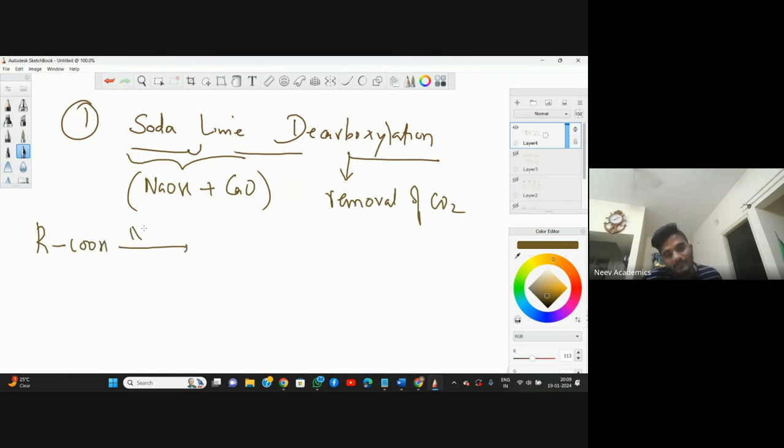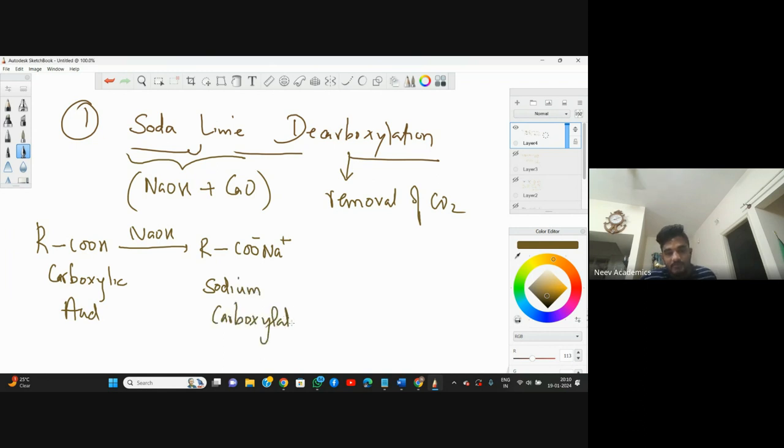Then on reacting with our base NaOH, over here it will produce RCOONa. Maybe your teacher started with this sodium carboxylate ion. This is actually carboxylic acid. And this is actually a salt. Sodium carboxylate. Carboxylate is a salt. Sodium carboxylate. So after this RCOONa, over here we are going to remove carbon dioxide.